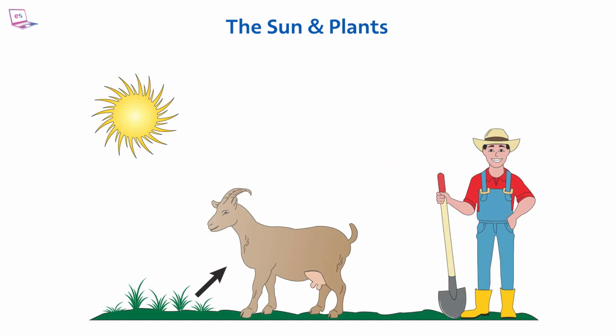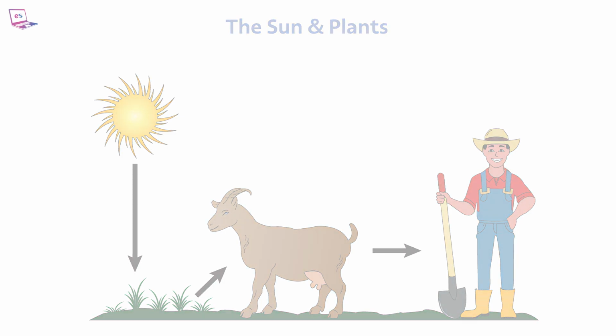When animals eat plants, the solar energy is passed on to them. The solar energy gets passed again when these animals are eaten by other organisms.